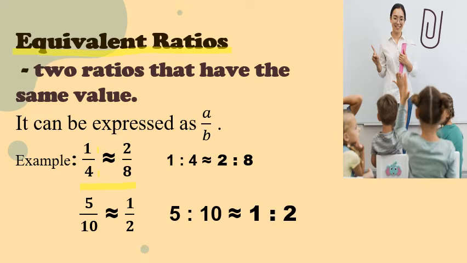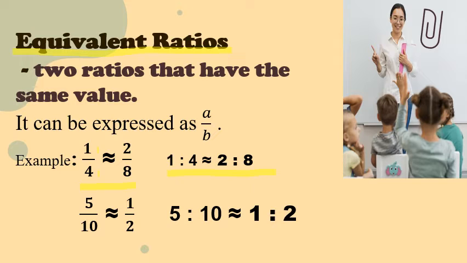So, 1 times 2, we have 2. 4 times 2, we have 8. So, mao na pagkuha sa equivalent ratio. Okay? Or it can be written in this manner. 1 is to 4 is equivalent to 2 is to 8. Yun sa pagkuha, gi-multiply sila by 2. Okay? Next example, we have 5 over 10.